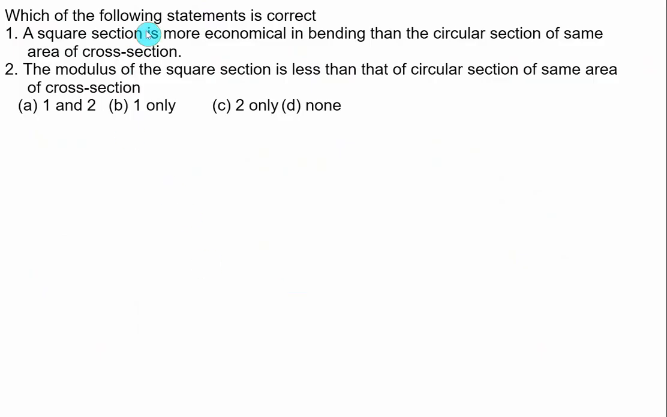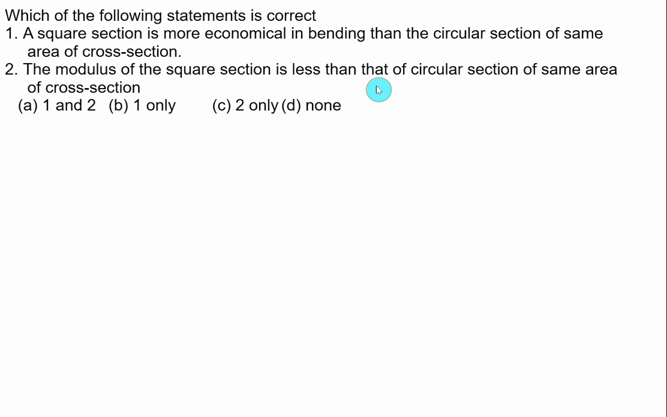Which of the following statements is correct? A square section is more economical in bending than a circular section of the same cross section area. Already we have shown this, because the section modulus of a square section will be higher as compared to the circular section. The modulus of a square section is less than that of a circular section of the same cross section. So we have one square section and one circular section, with the condition that both have the same area.